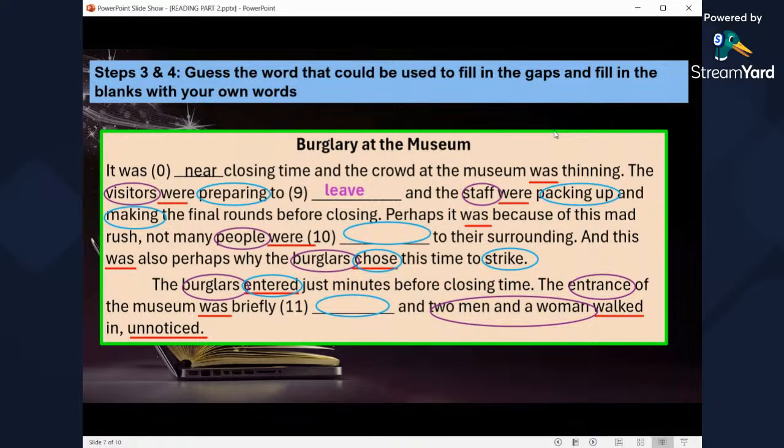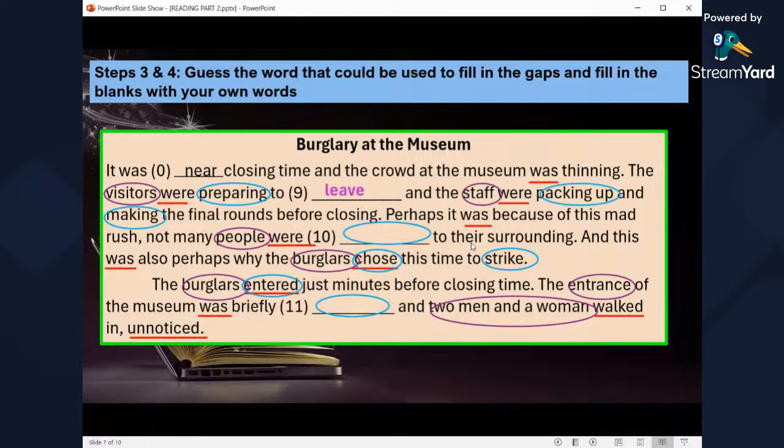Okay, leave. And then perhaps it was because of this mad rush. Not many people were what to their surrounding. It must be a verb here. Many people were what to their surrounding because you're already preparing to leave, preparing to exit, and the staff were packing up and making the final rounds before closing. Alert. Some people, not many people were alert. Okay, alert. Aware. Alex says aware. Some guy says alert. Nizar says conscious. Good. I love all your answers. Good. Conscious to their surrounding.